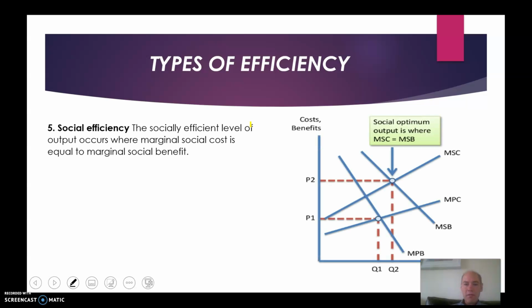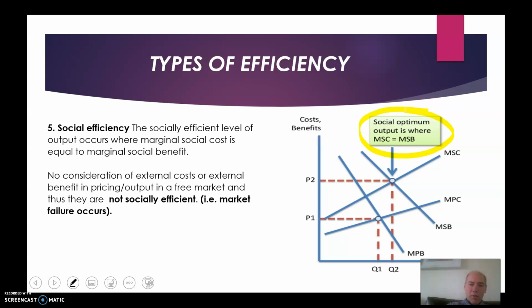Social efficiency means that firms would be producing at our social optimum, where marginal social cost is equal to marginal social benefit. So all external costs and benefits have been taken into account. But where firms have not taken into account those costs and benefits, it would mean that a firm is operating at a socially inefficient point, and there must be some form of market failure occurring. Stress that: if firms don't consider external costs or benefits, they would not be socially efficient and market failure would be occurring.